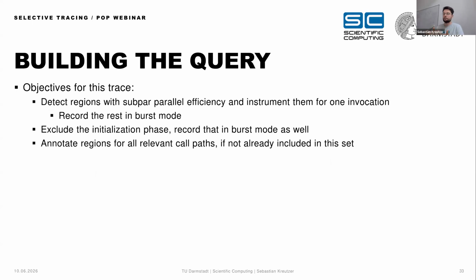Okay, now how do we build a query based on that? In this case, we chose an objective to detect regions with subpar parallel efficiency and instrument them for one invocation to get a detailed view of those functions, and then record the rest in burst mode to get summary metrics for the rest. Then we also want to exclude the initialization phase and record that in burst mode as well. And finally, we want to annotate the regions for all relevant call paths, if not already included in the set.